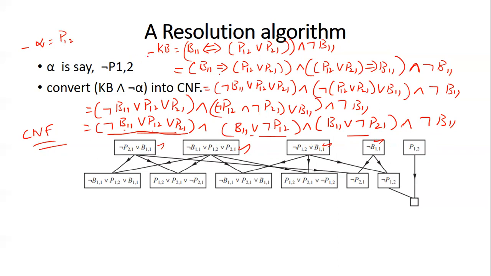So this is only for KB. But what we want to prove? We want to prove KB and not alpha is true. Right? So this KB, we have converted to conjunctive normal form. Right?